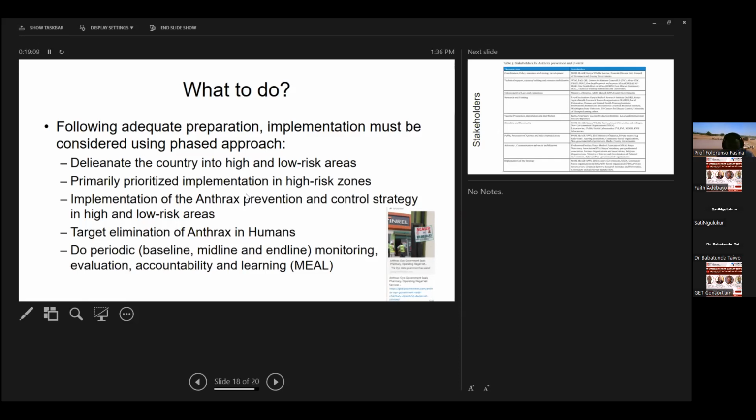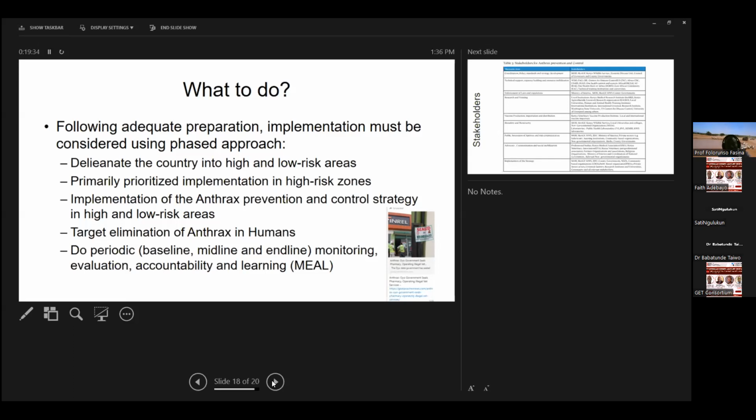While I was preparing this, I saw this picture I just put there, that the government sealed a pharmacy shop due to an anthrax situation, because the pharmacy shop, that's a human pharmacy shop, was implementing illegal veterinary services against anthrax. You know this is wrong.